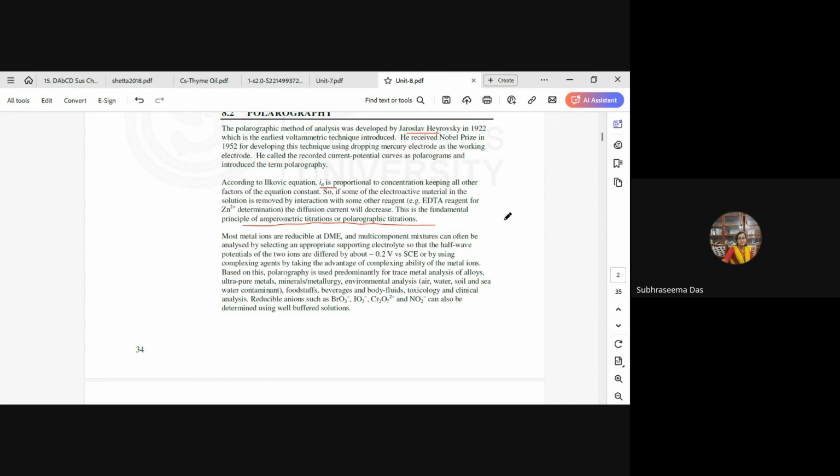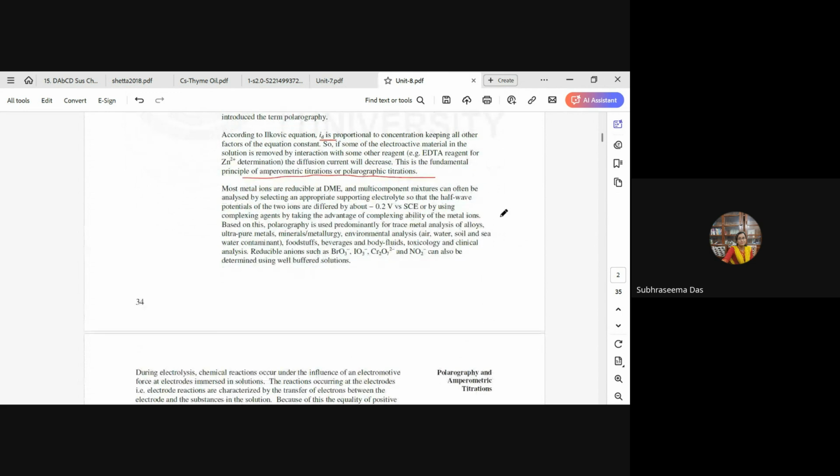So most metals are reducible at the dropping mercury electrode, and a multi-component mixture can often be analyzed if we select an appropriate supporting electrolyte, so that the half-wave potentials of the two ions differ by about 0.2 volt versus SCE, or by using complexing agents to take advantage of this process.